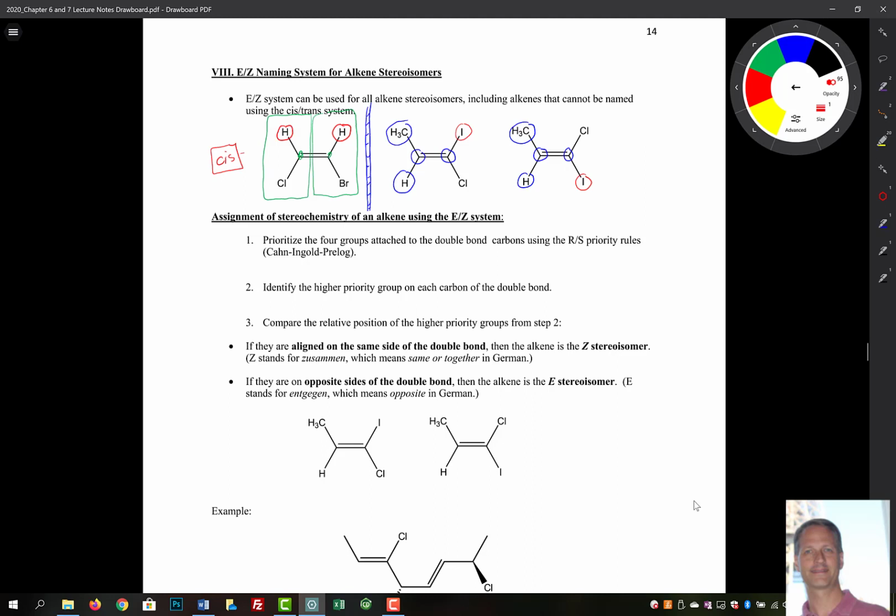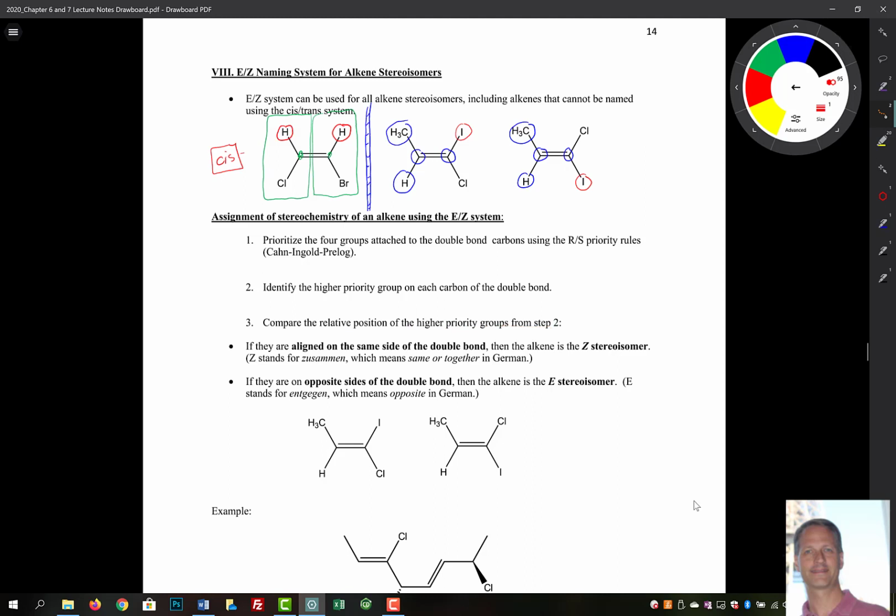I usually tell students it's easy. It's not that hard, actually. So what we're going to do is this. There's three basic rules to this. So we're going to prioritize those four groups attached to the carbon-carbon double bond using RS priority rules. So those rules, if you remember, are atomic number. Then we identify the higher priority group on each of the carbons of the double bond, and we compare the relative positions of those groups to each other.